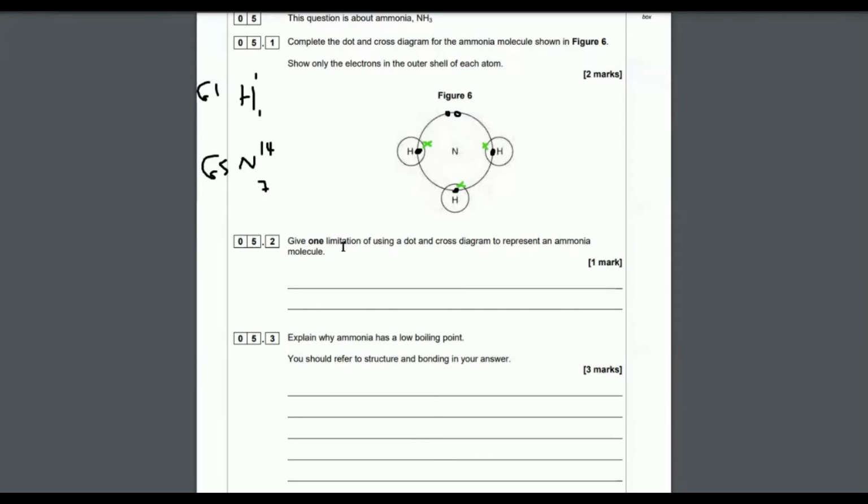Okay, 5.2. Give one limitation of using a dot and cross diagram to represent an ammonia molecule. So what's the limitation of using dots and crosses? Well, it doesn't actually show the shape of the molecule. It doesn't show the length or the size of the bonds, and it's only two-dimensional, so we can't see the three-dimensional shape that the actual molecule has.